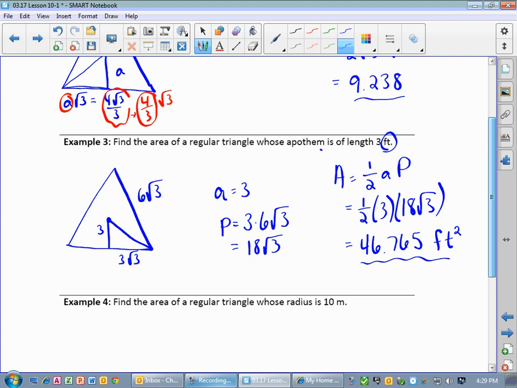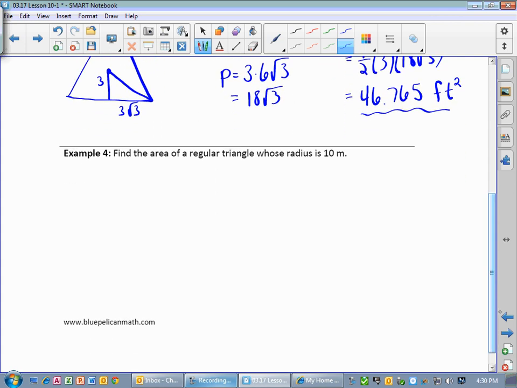So given side length, we find perimeter fairly easily, and find the apothem using special right triangles. Given the perimeter, we find side length, then find the apothem. Given apothem, we find side length, and then perimeter. So it's, again, all kind of, side length is that middle connecting part between the apothem and the perimeter.